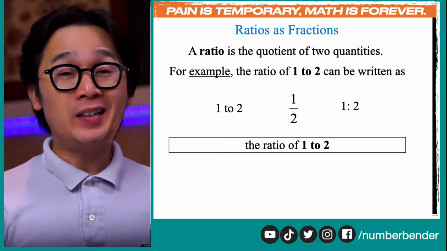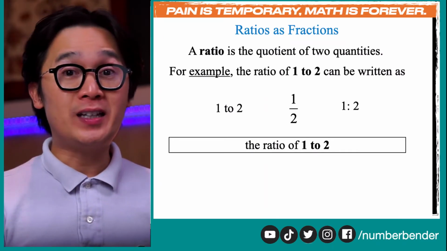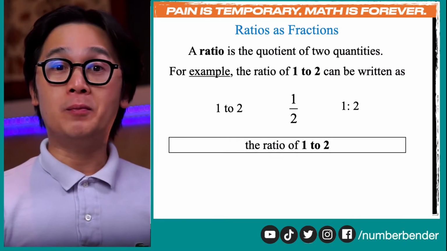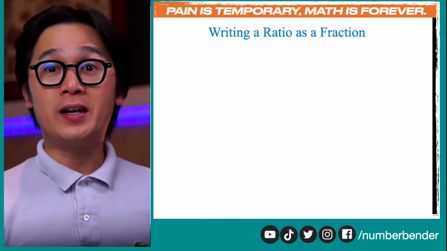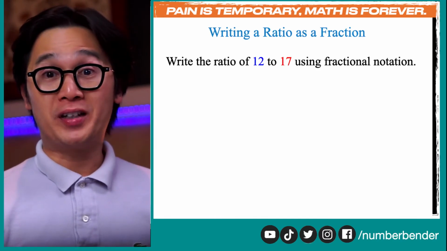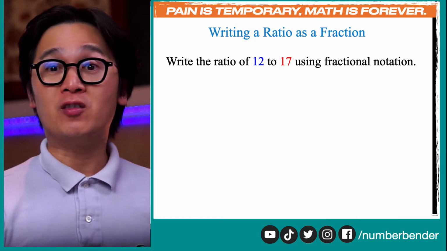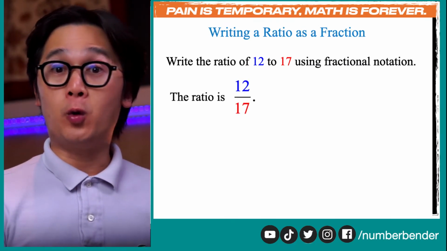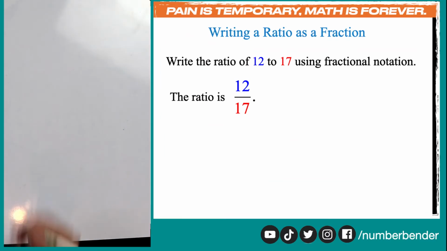So take note of the numerical value that you are seeing on the first item in your statement, because that will be your numerator and then the denominator when you're writing ratio in fraction form. For example, if we're going to write 12 to 17 in fractional notation, we write it simply as 12 all over 17.